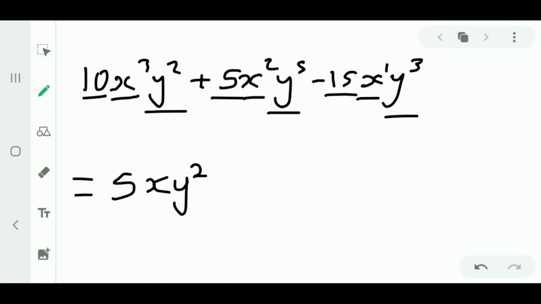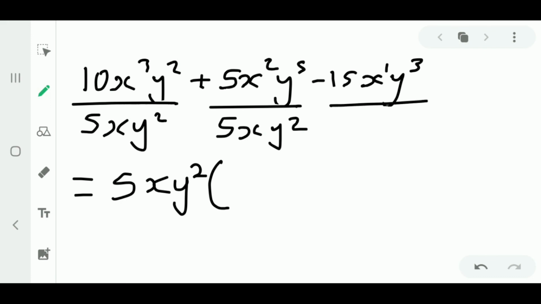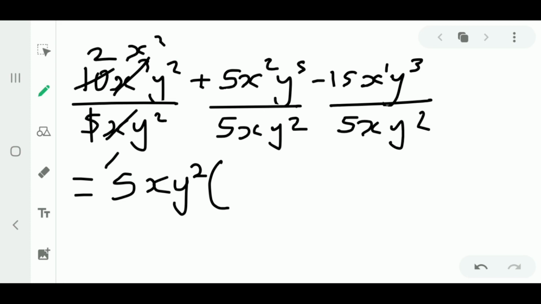So you look to see what is the highest common factor among all of these. Now that we have the highest common factor, we put the bracket and we're going to divide these by the highest common factor. So this is going to be divided by 5xy squared. This will be divided by the same thing, and this will be divided by the same thing. So 5 here, that goes 2 times. The x is cancelled here, this leaves x squared. The y squares are cancelled here. So that leaves 2x squared.